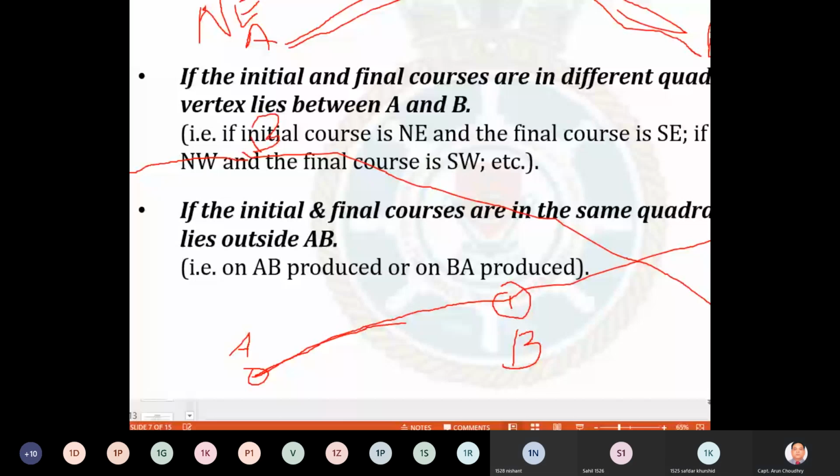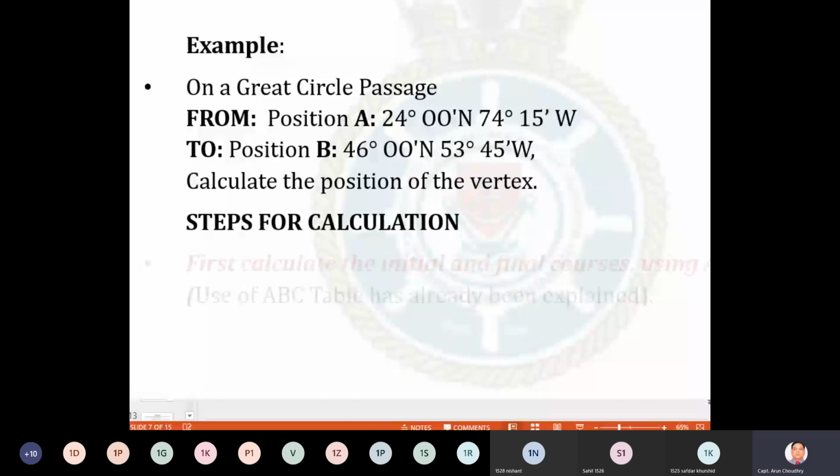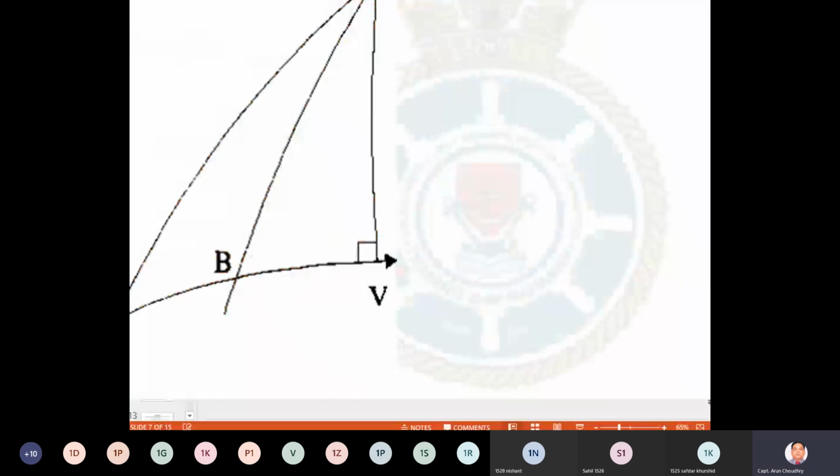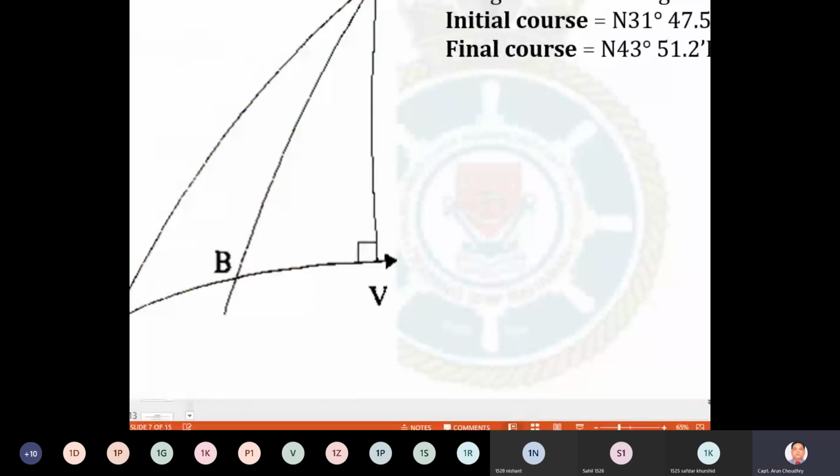Now for this one, this was the example that we had taken. This is the position, and just for your information, this is actually the condition of what is happening.